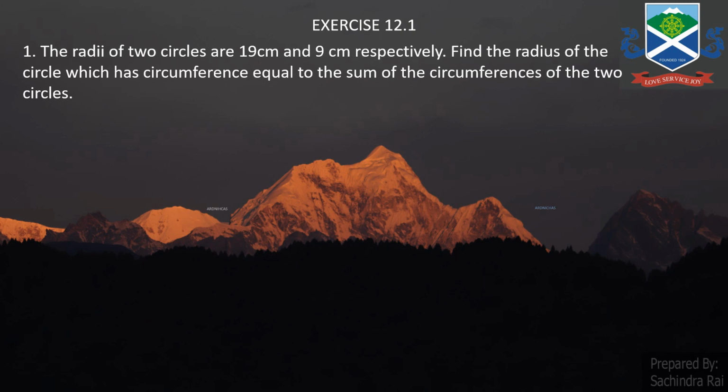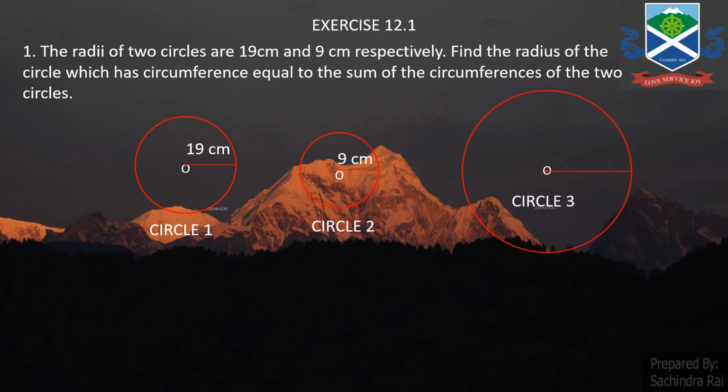To understand this question, let us draw some circles here. So this is the first circle with radius 19 cm, and this is the second circle with radius 9 cm, and we have the third circle with an unknown radius x centimeter. We know the boundary of the circle is called the circumference of the circle, and the formula for circumference of a circle is 2 pi r.